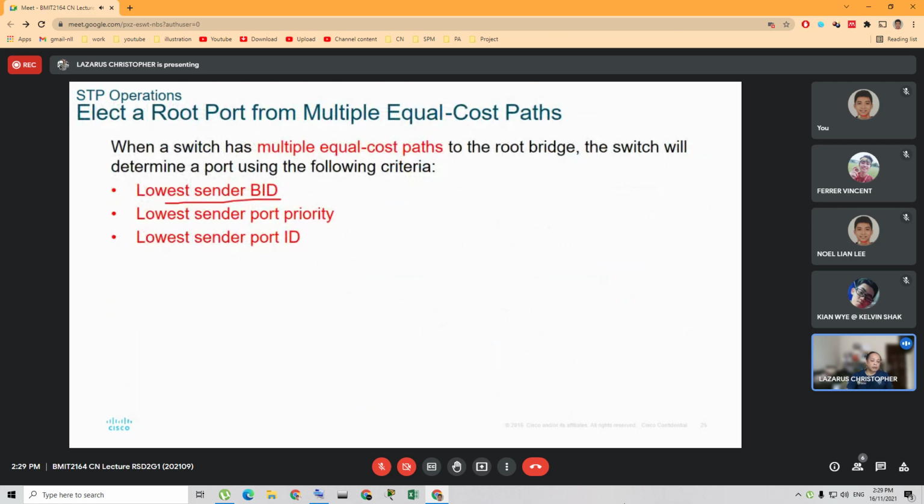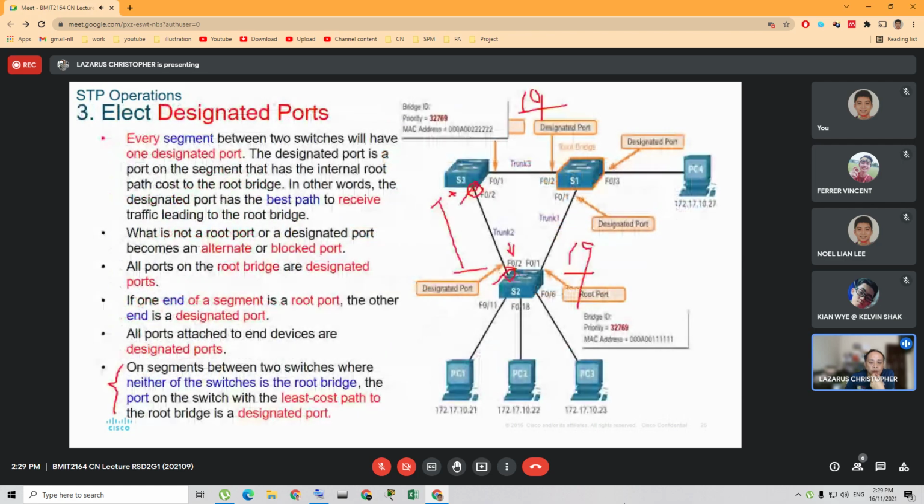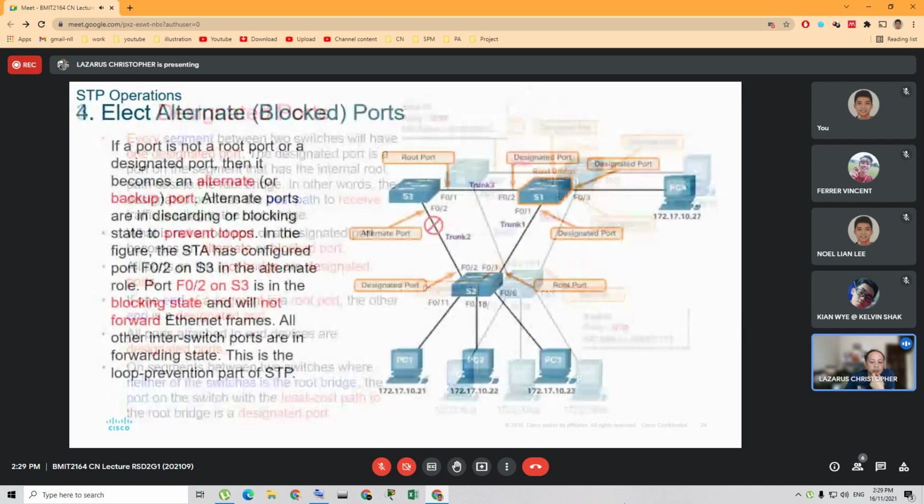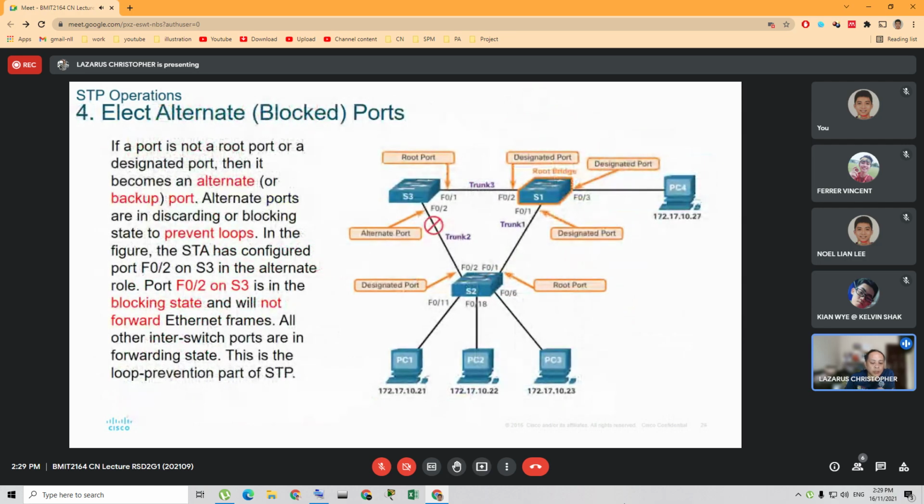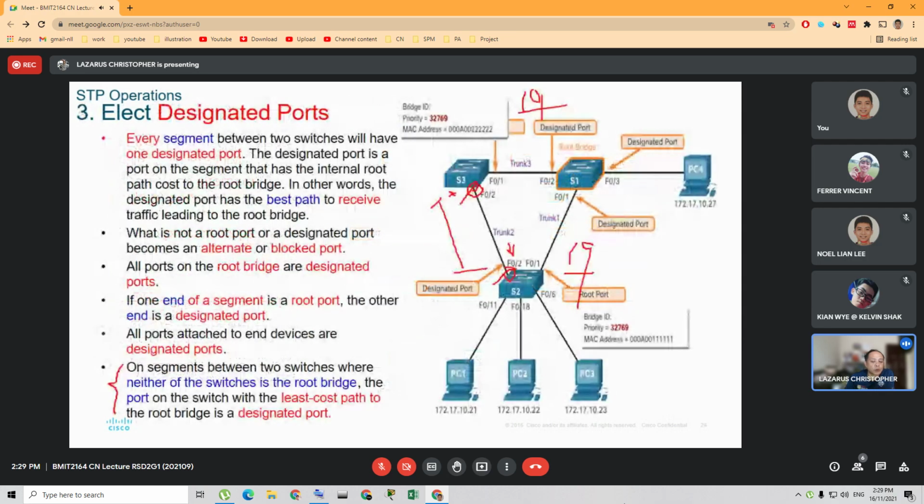From the BID, it's already a win, so there's no need to check the other two, port priority and port ID. That's why we didn't need to go down to port ID, and that's why the example here also did not show port ID in the diagram. We just look at the BID. BID, remember, is to look at the priority, extended ID, and finally the MAC address.